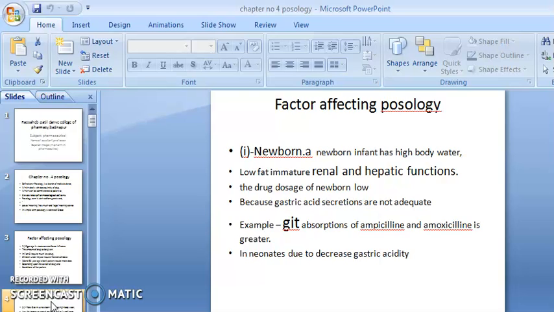Because gastric acid secretion is also not adequate. The GIT secretion in the stomach is not adequate. Because of this reason, a low dose is required. For example, in the GIT, gastrointestinal tract, absorption of ampicillin and amoxicillin is greater in the neonate due to the decrease in gastric acidity.